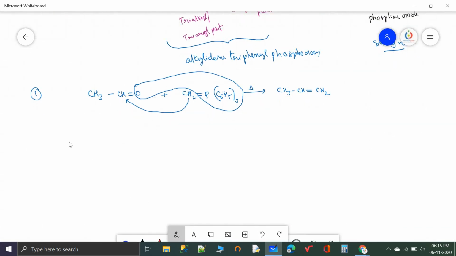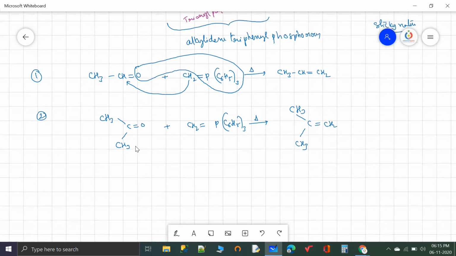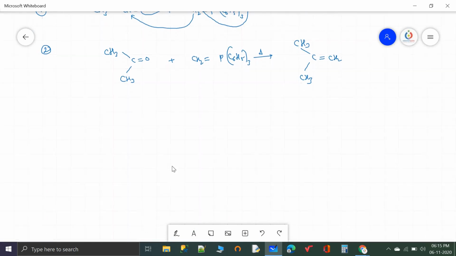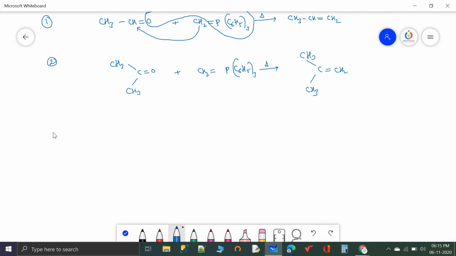I will write one more. Second one: CH3, C double bond O, CH3 plus, if you take this CH2, phosphorus, (C6H5) taken thrice, and heat it. Again, this CH2 is put here, and the oxygen you bring over there. CH3, C double bond CH2 and CH3. This is one molecule. We can write n number of molecules. Here I have taken just CH2 only. Not only CH2, you can take any alkyl part, alkylidene part.